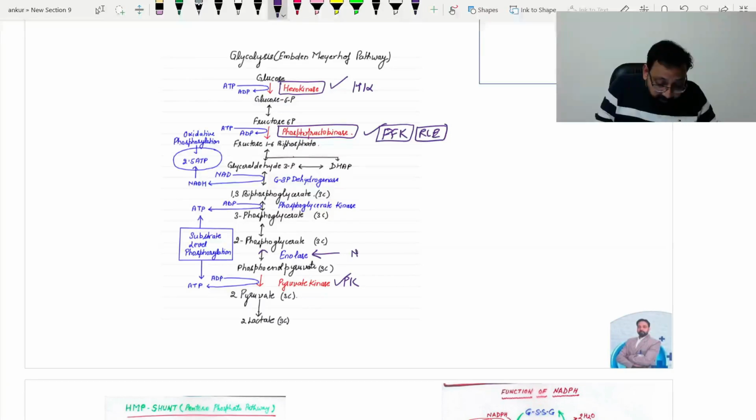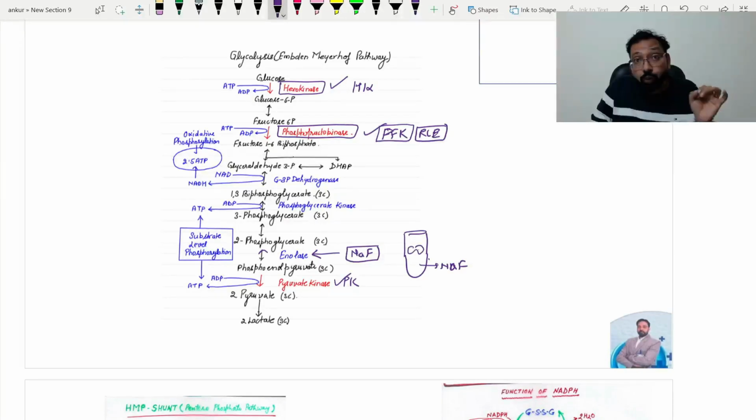Enolase is inhibited by sodium fluoride. So whenever we take a sample for blood glucose estimation, we always add sodium fluoride. Why? Because the blood sample has RBC, and this RBC will utilize glucose. If you took the sample in the morning and check blood glucose in the evening, during this period RBC will utilize the glucose, and the measured blood glucose would be falsely low. That's why we add sodium fluoride. Sodium fluoride inhibits enolase, and that inhibits glycolysis.